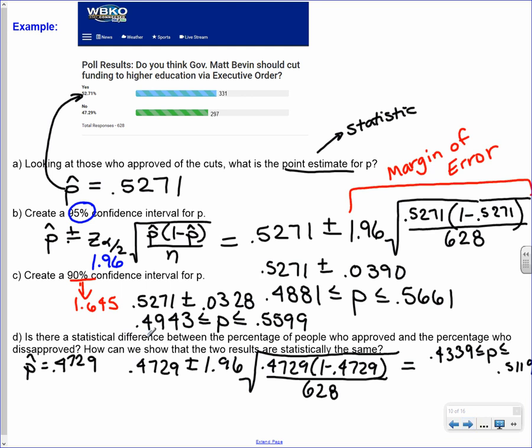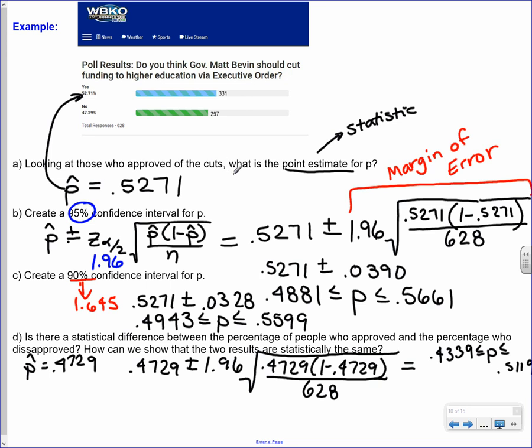Okay, so let's look at an example. This was a WBKO poll. Of course, not a great poll because it's online, so we've got voluntary response and all that stuff. But let's just pretend like it was done in a better way, okay? It says, do you think Matt Bevin should cut funding to higher education via executive order? This was back in the spring of 2016. And so we had 52.71% say yes, 47.29% say no.